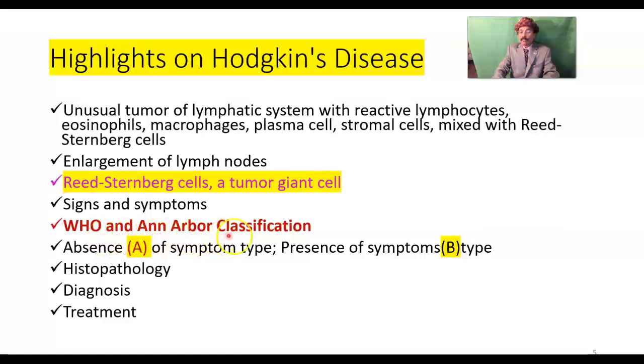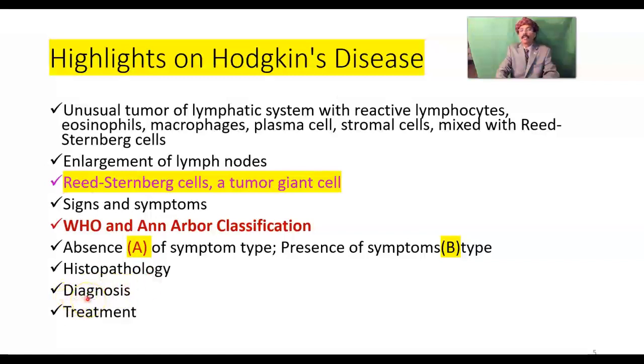WHO and Ann Arbor classification. We have symptoms in the Ann Arbor classification. Absence of symptoms is A type. Presence of symptoms is B type. This is according to the Ann Arbor classification. We have to study the histopathology. Again, we look at the reactive cells and also the Reed-Sternberg cell.